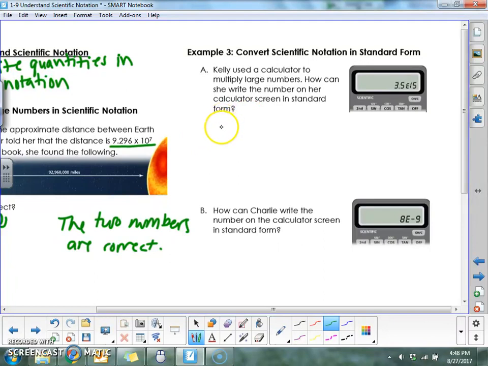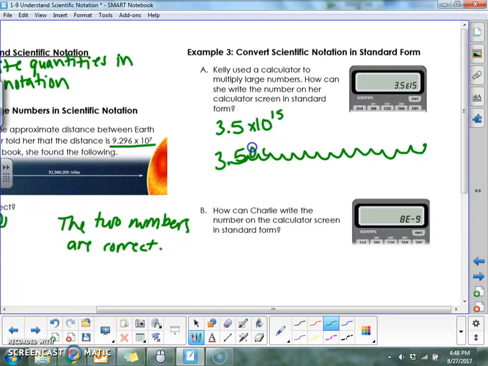So in this example, we have 3.5. And like I said, E stands for times 10, and then the number following the E tells you which power it's raised to. So this is the same as 3.5 times 10 to the 15th. Now I'm going to use this to move my decimal. So here's my 3.5. I need to move this decimal 15 times to the right because it's positive, and that's going to give me my new number. So I'm going to go 1, 2, 3, 4, 5, 6, 7, 8, 9, 10, 11, 12, 13, 14, 15.